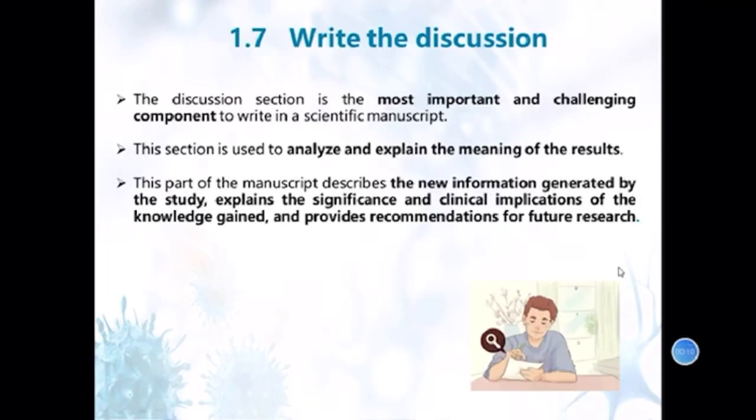Chapter 1, Part 7: How to write the discussion. Usually, the discussion section is the most important and challenging component to write in a scientific paper. This section is used to analyze and explain the meanings of the results.